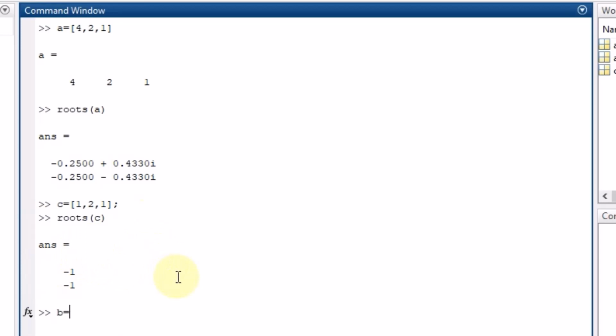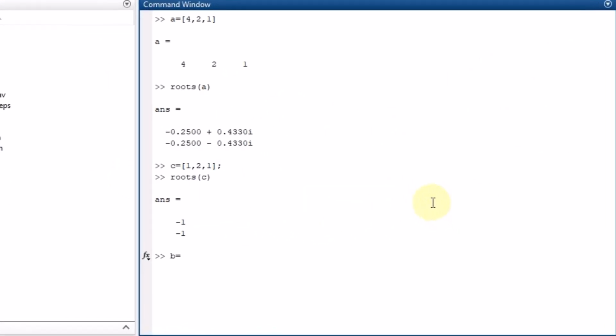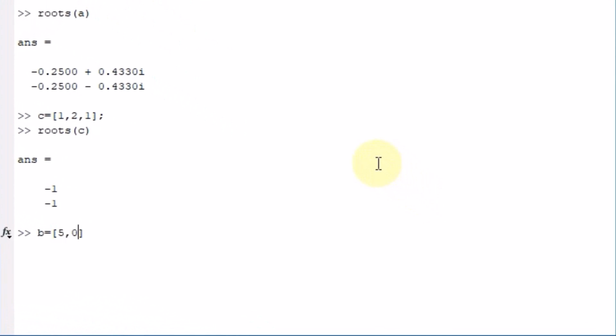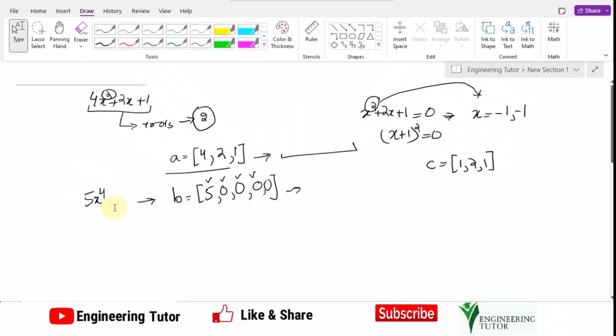Similarly, in order to find the roots of my equation b, which is here, this was basically the equation b, and here we have to find the roots of this equation. How would we find it? Writing it now as 5 0 0 0 0. So how many roots will I have? I will have 4 roots. So writing roots of b with it, I will see that the roots here are zeros, and it is also clear from this equation that the number of roots here are 4, and all of these are basically 0, because only the value of x equal to 0 will give me this equation equal to 0.